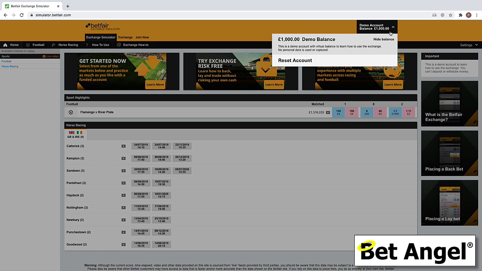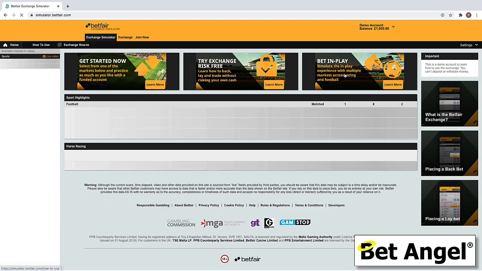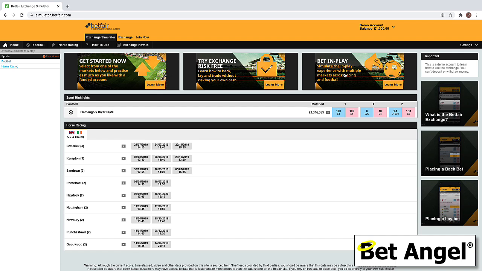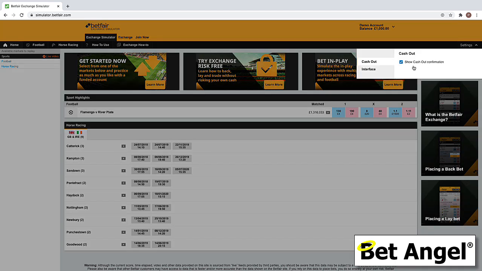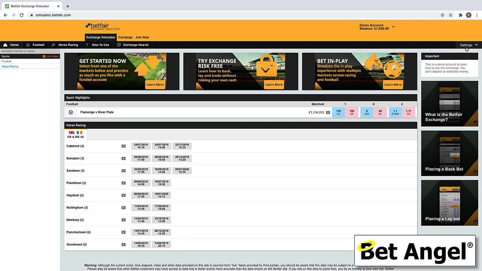If you are messing around and you want to go right back to the start and have your £1,000 again, you can just click on the reset account button, and that will reset the demo account to the state that you see when you first use it, which is where we're at now. There are a few settings on here as well. You can show cash out, and you can do other stuff in there as well. It's entirely up to you if you want to use that. These settings are available on the normal exchange, so that's a positive.